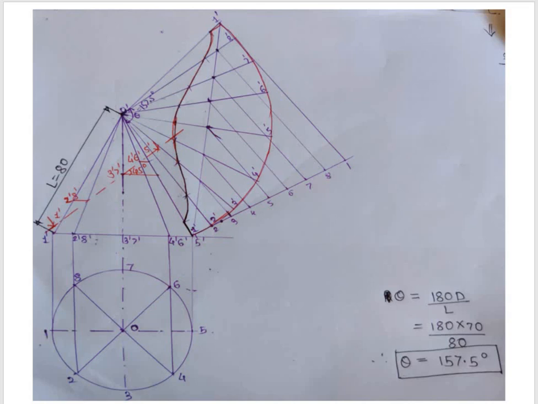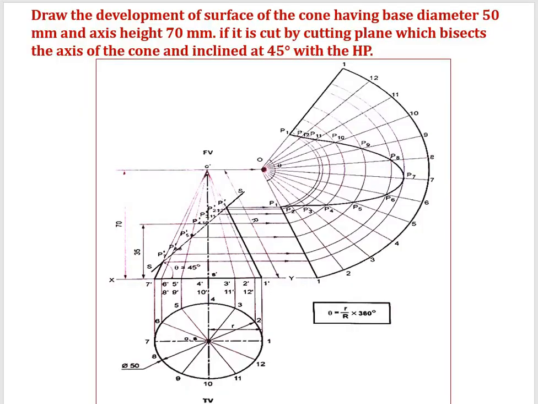Again see the next numerical related with the cone. Draw the development of a surface of a cone having the base diameter 50 mm and axis height 70 mm. If it is cut by a cutting plane which bisects the axis of the cone and is inclined at 45 degree with the HP. Again see, instead of 80 mm they have given the axis height as 70 mm.